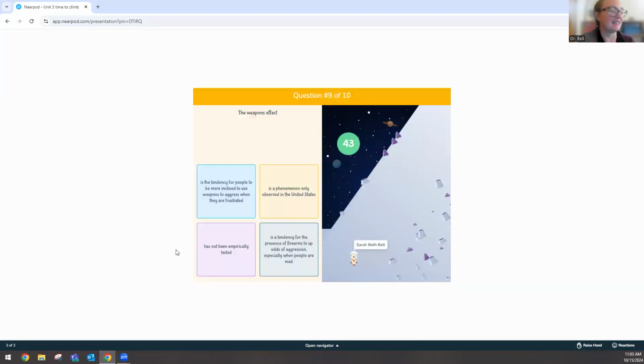Okay, the weapons effect. I love this. The tendency for people to be more inclined to use weapons to aggress if they're frustrated, a phenomenon only observed in the United States, has not been empirically tested, or is a tendency for the presence of firearms to up the odds of aggression, especially when people are mad. And that is the correct answer.